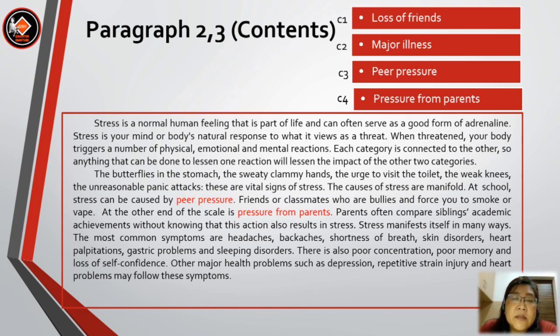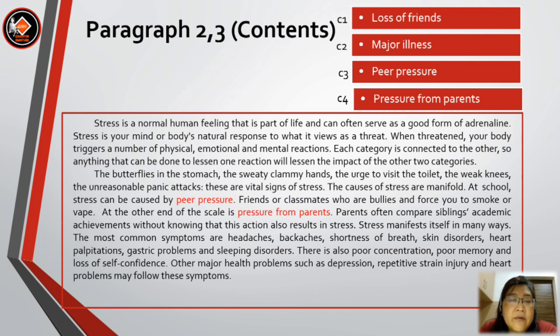The butterflies in the stomach, the sweaty, clammy hands, the urge to visit the toilet, the weak knees, the unreasonable panic attacks. These are vital signs of stress. The causes of stress are manifold. At school, stress can be caused by peer pressure, friends or classmates who are bullies and force you to smoke or vape. At the other end of the scale is pressure from parents.